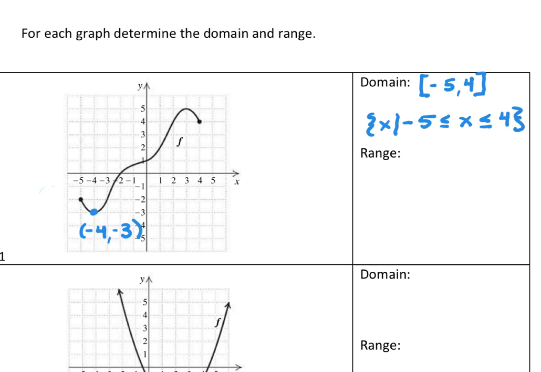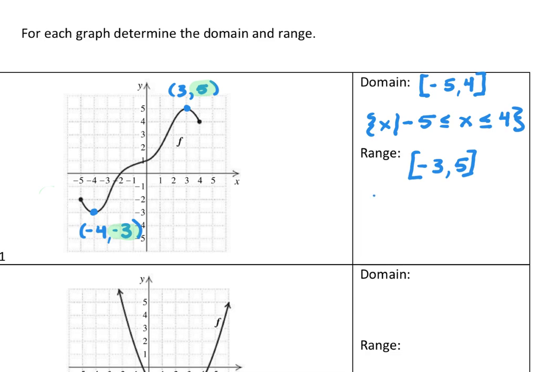We want our highest point, and our highest point happens here. And the coordinates of this point are 3, 5. For our range, remember range, we care about y-coordinates. And so our range, remember we want bottom to top, is going to be -3, 5. And again, we want to put this in square brackets.